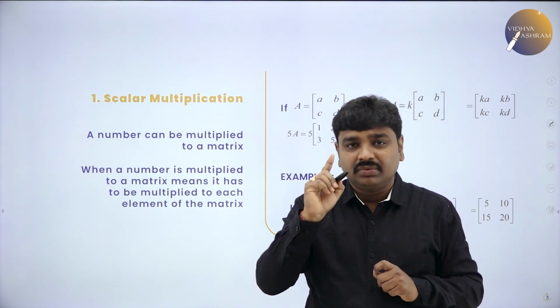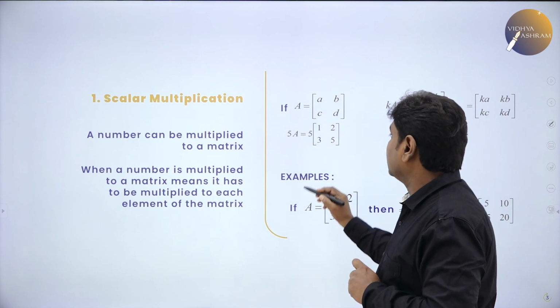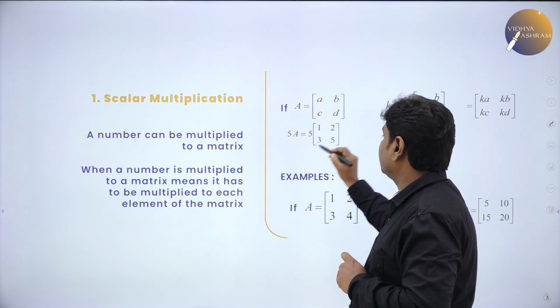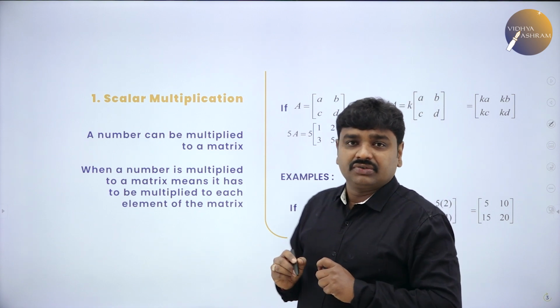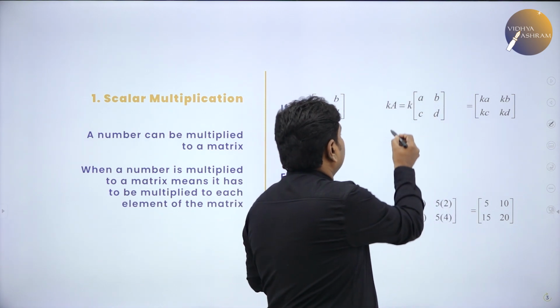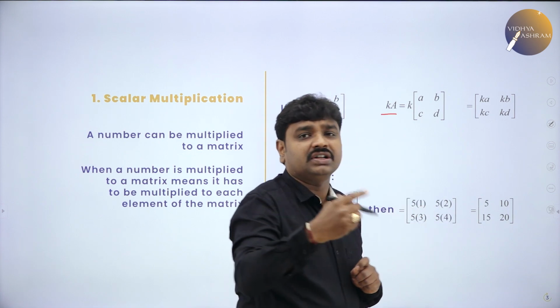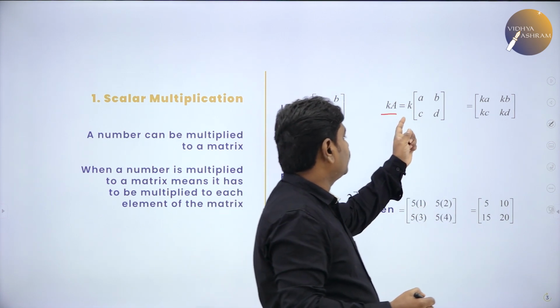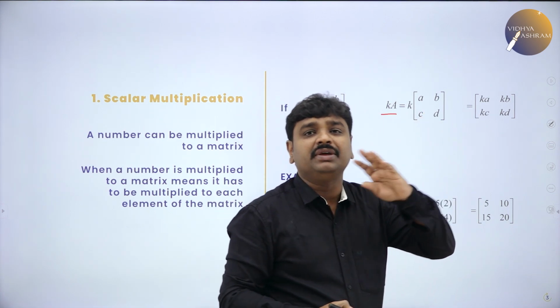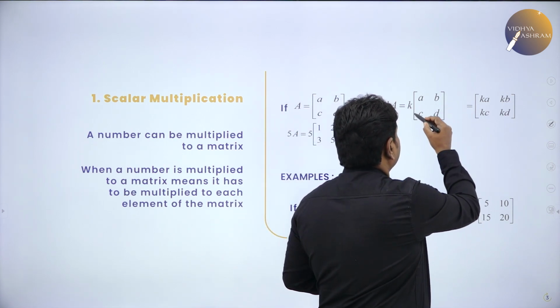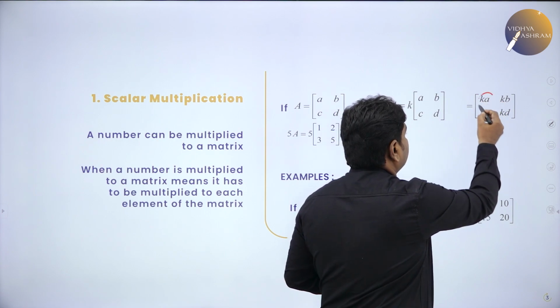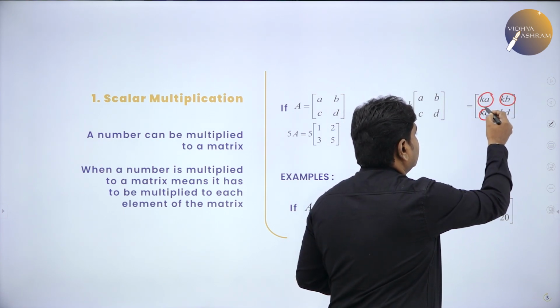You should multiply to every element. For example, if A is a, b, c, d, then 5A means 5a, 5b, 5c, 5d. So I am multiplying 5 to this. Suppose k into A. K means any constant or any number. K into A means multiply k to each element: k into a, k into b, k into c, k into d. So we get ka, kb, kc, kd.